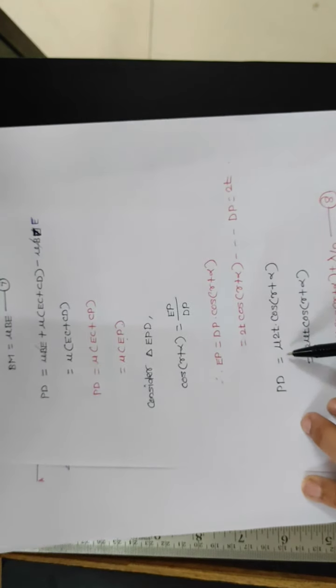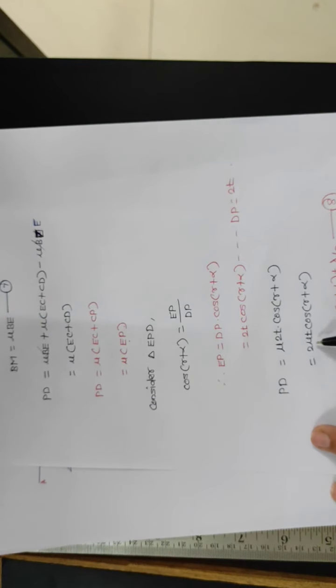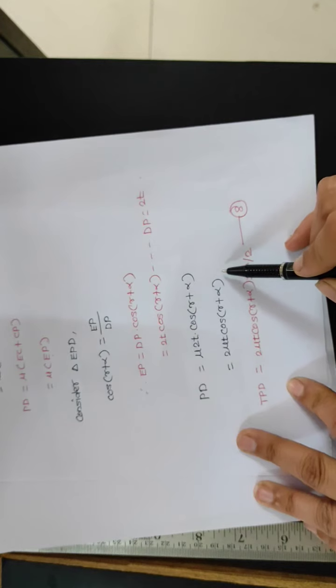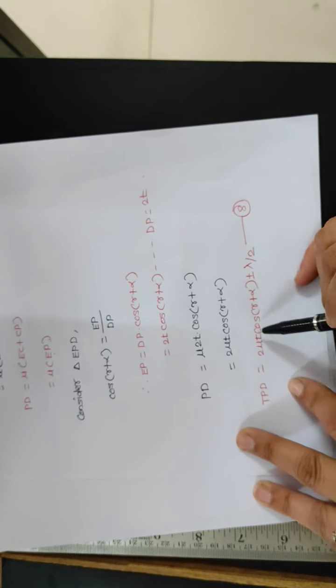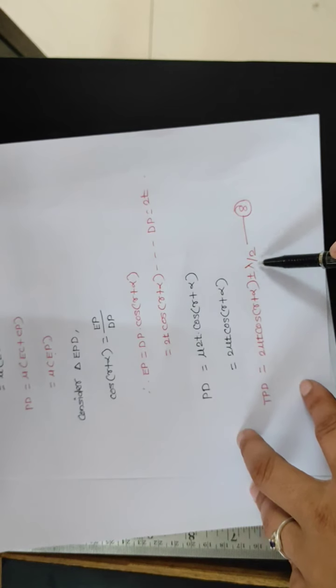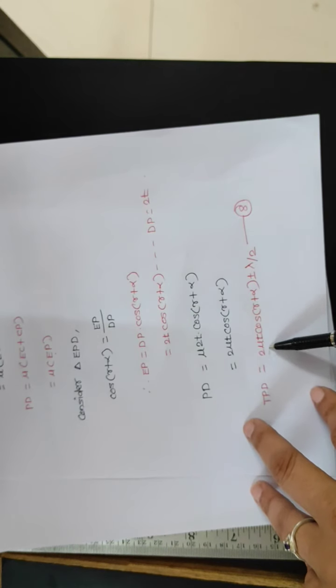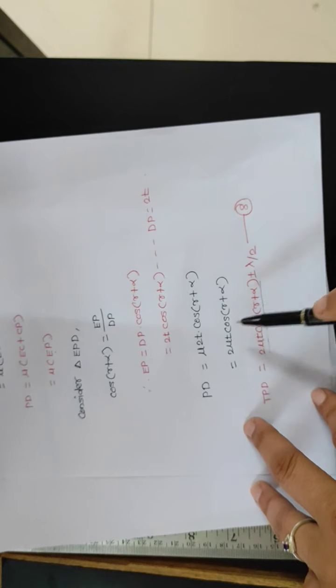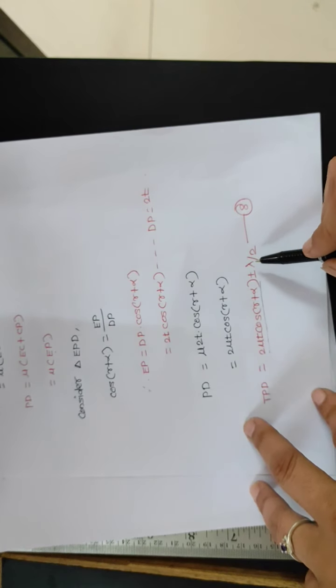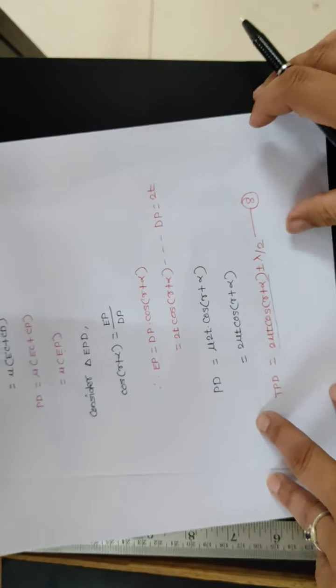Okay, and we get the final equation 2 mu t cos of (r plus alpha). Now total path difference is equal to 2 mu t cos of (r plus alpha) plus or minus lambda by 2. Now here, the first term is the path difference produced due to the wedge-shaped film, and this lambda by 2 is the path difference produced due to the reflection.